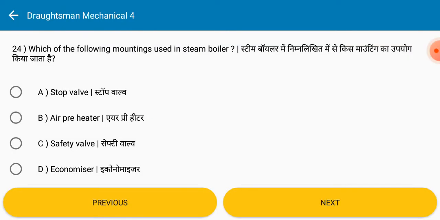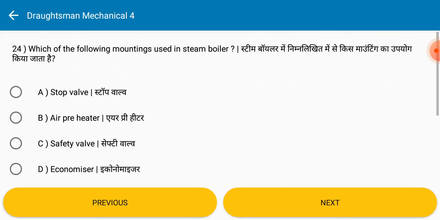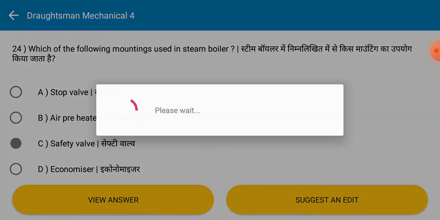Which of the following mounting used in steam boiler? Option number C is the right answer. Safety valve mounting used in steam boiler. Next question.